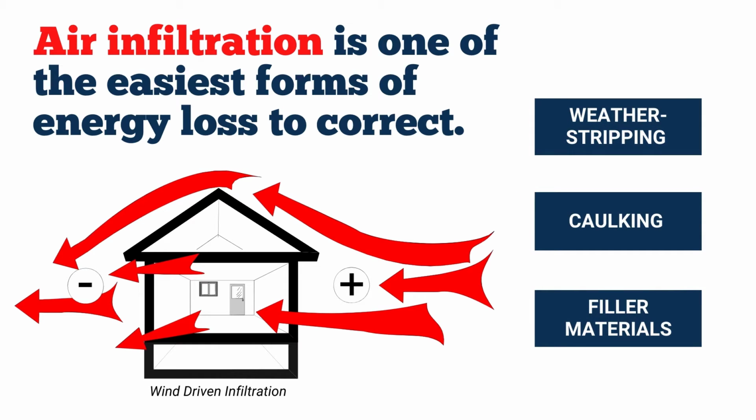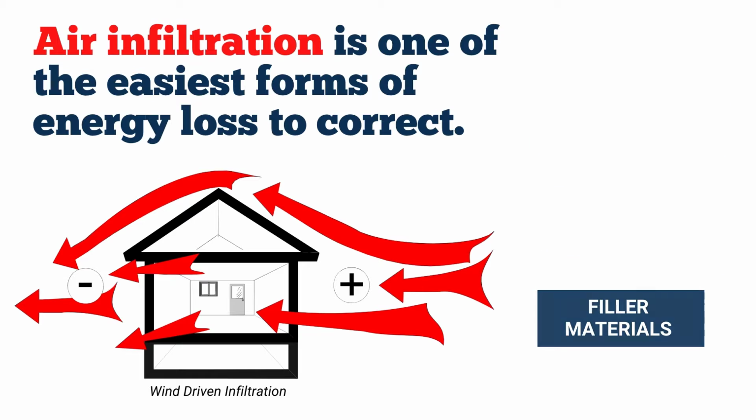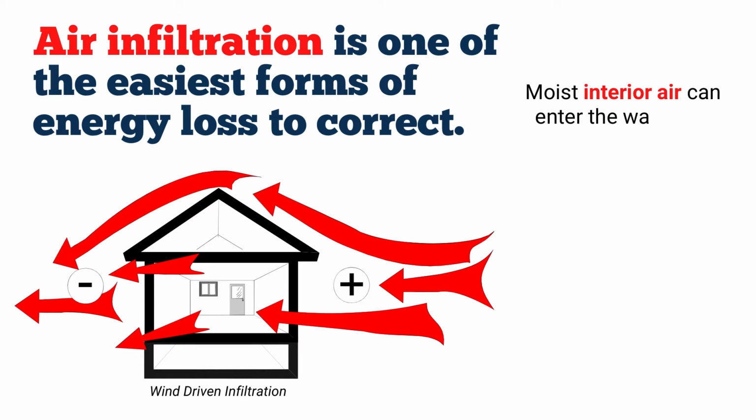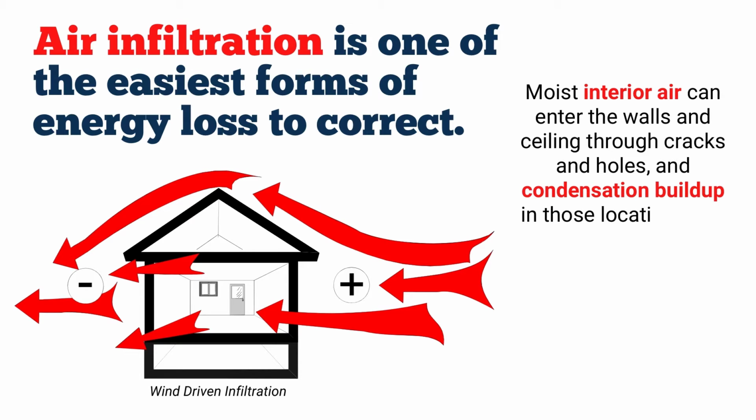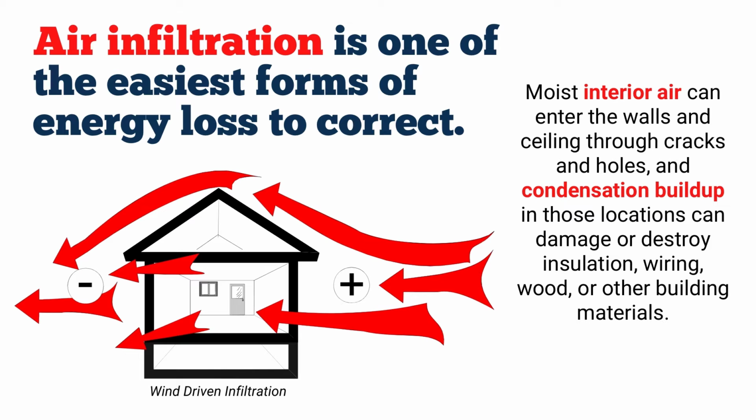Most people know they should caulk and weather strip around the exterior of the home to protect it from the elements. However, it is equally important to protect your home from interior air leaks. Moist interior air can enter the walls and ceiling through cracks and holes, and condensation buildup in those locations can damage or destroy insulation, wiring, wood, or other building materials.